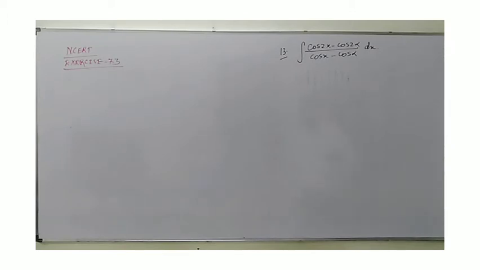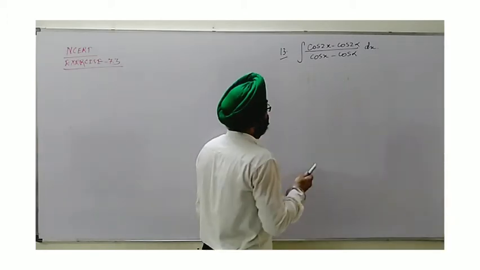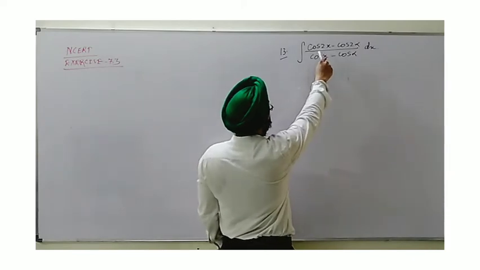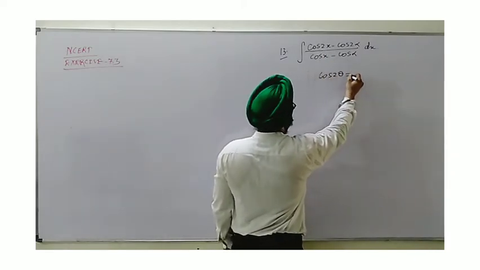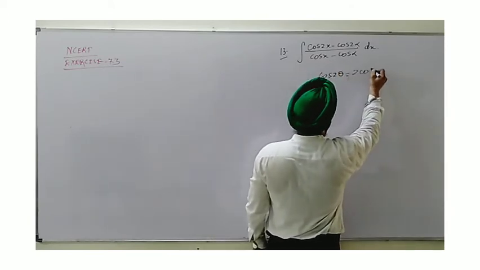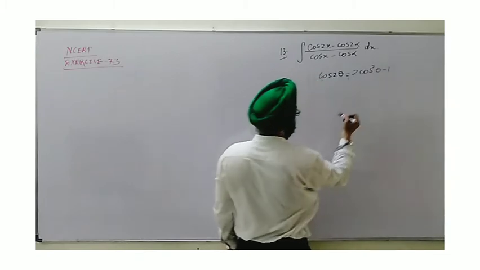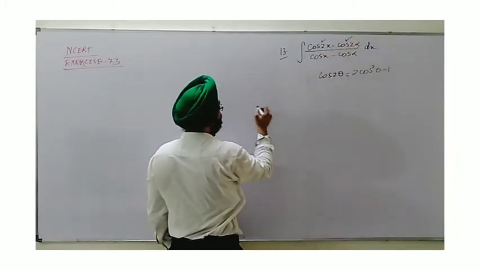Now, for question number 13, we are given the integral of (cos 2x minus cos 2 alpha) upon (cos x minus cos alpha). For this also, we can see the identities are applicable. Cos 2x can be compared to cos 2 theta, which, if I convert in terms of cos, is 2 cos square theta minus 1. If this identity I apply in both of the terms in the numerator, see the change.